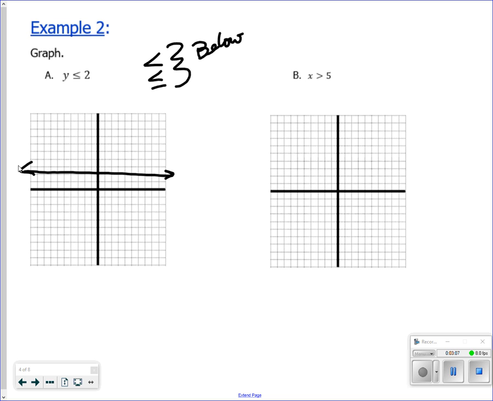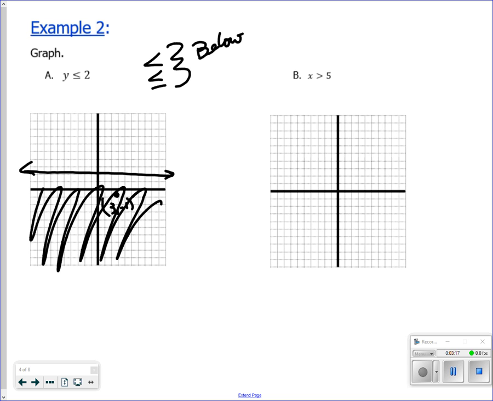So like, let's say I picked the point 3, -1. If you put -1 in for y, would it be true? And the answer to that is yes. So everything that's below the line would be shaded.